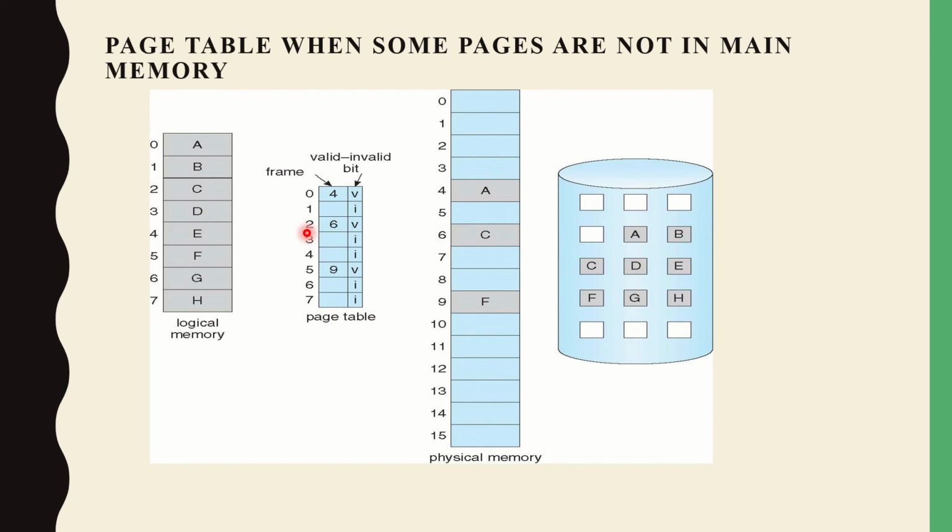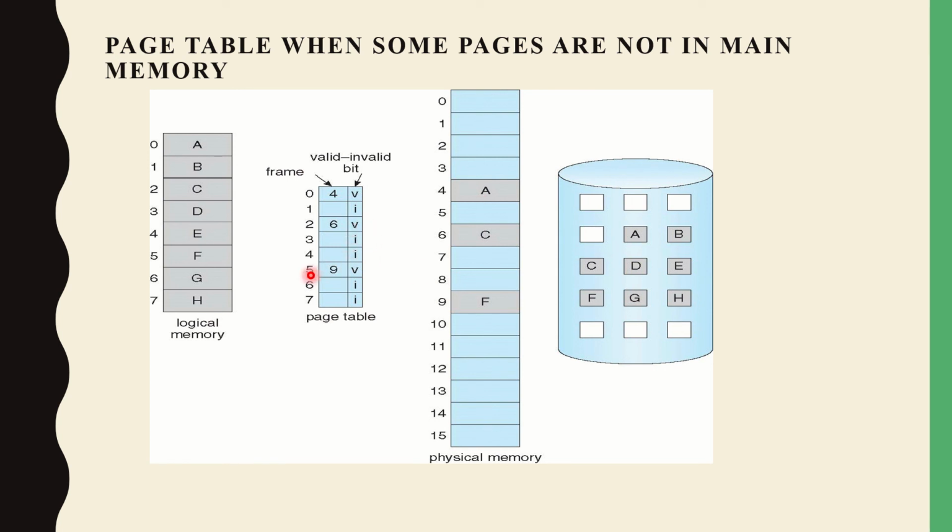Next, the second page is in which frame? The sixth frame. The second page value was C, and it is in the sixth frame, so that value or instruction is already in the memory, and we denote it with a valid bit V. Now the third and fourth pages have values D and E, which are not there in the main memory, so we denote them with invalid bit I.